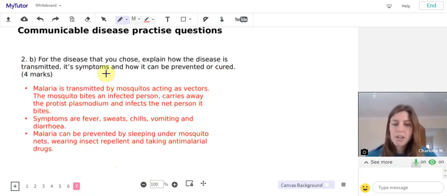So I've done a worked answer here, and I've chosen malaria. So malaria is transmitted by mosquitoes acting as vectors. The mosquito bites an infected person, carries away the protist plasmodium, and infects the next person it bites with that plasmodium protist. So that's explaining how the disease is transmitted.